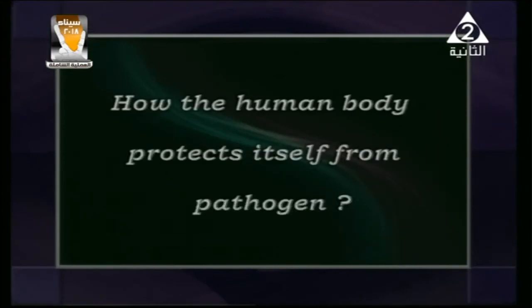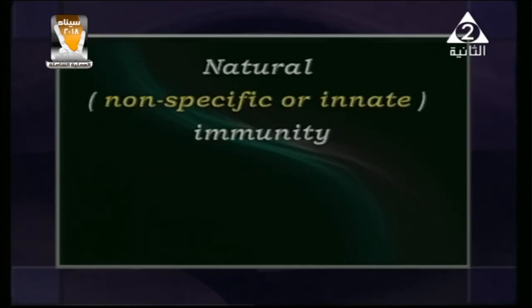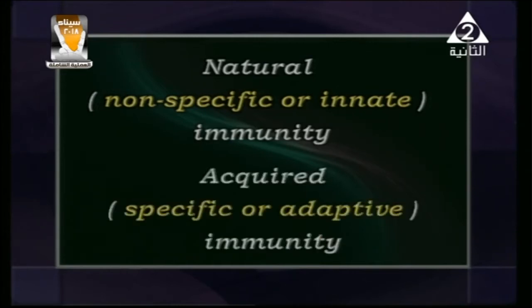We need to ask ourselves how the human body protects itself from the pathogens. I mean, how Allah gave us a lot of protection from the pathogens. This is our lesson here. There are two main systems of immunity inside our body. The first one is called the natural, or non-specific, or innate immune system. We're going to study this type in detail right now. And the second is the acquired, or specific, or adaptive immunity.